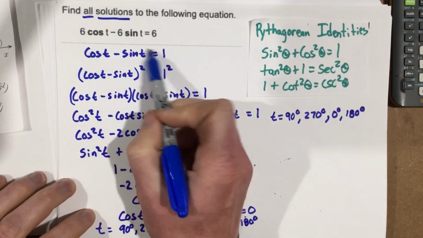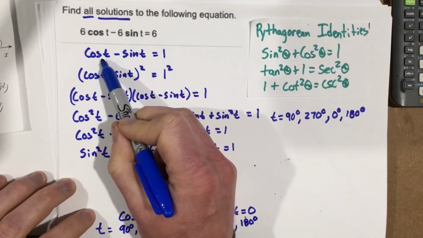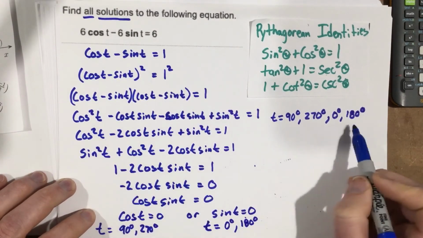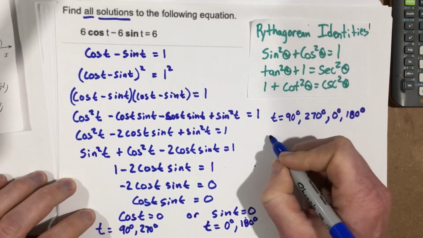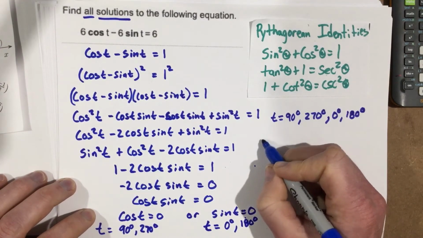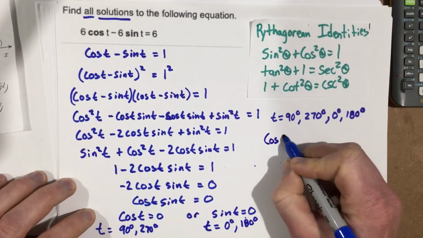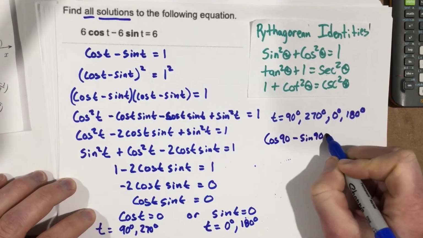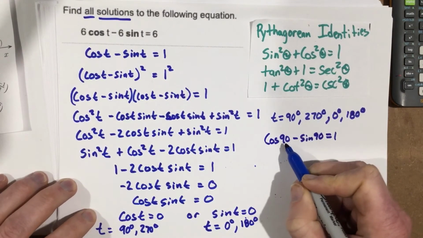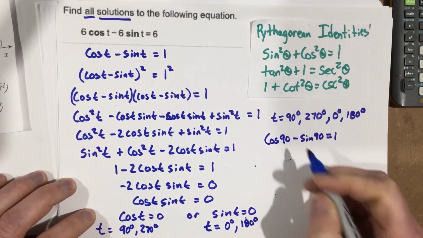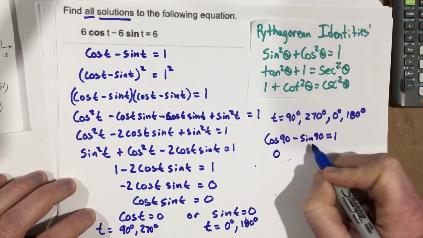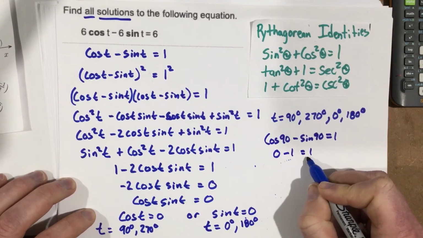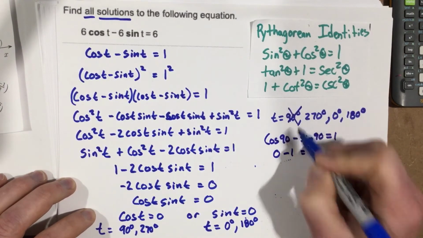Well, let's go back to this one right here with cosine t minus sine t equals 1. And let's evaluate this and figure out what my solutions are. So I'm going to check 90 degrees first: cosine 90 minus sine 90 equals 1. Well, what does cosine 90 give me? Cosine 90 gives me 0. Sine 90 gives me 1, so 0 minus 1 equals 1. Is this true? No, it's not. So 90 degrees does not work.